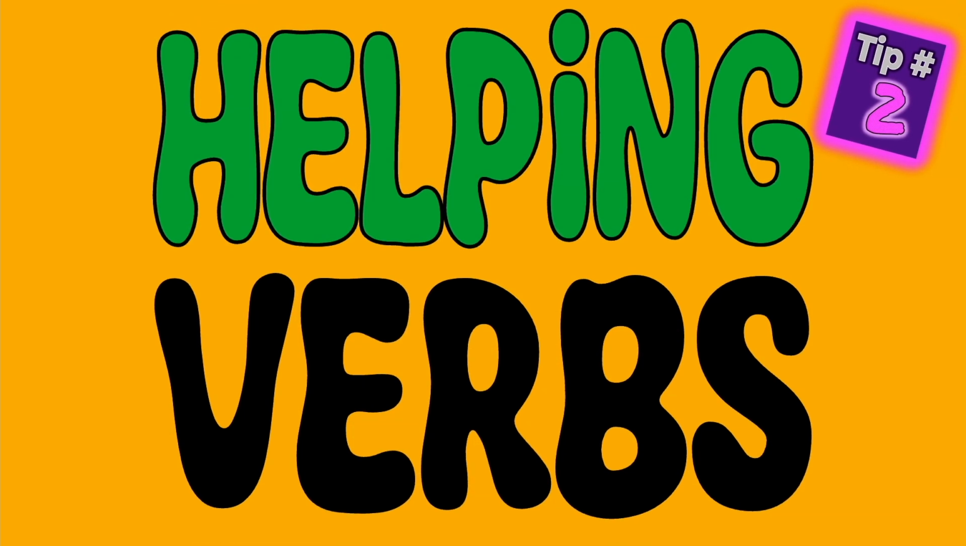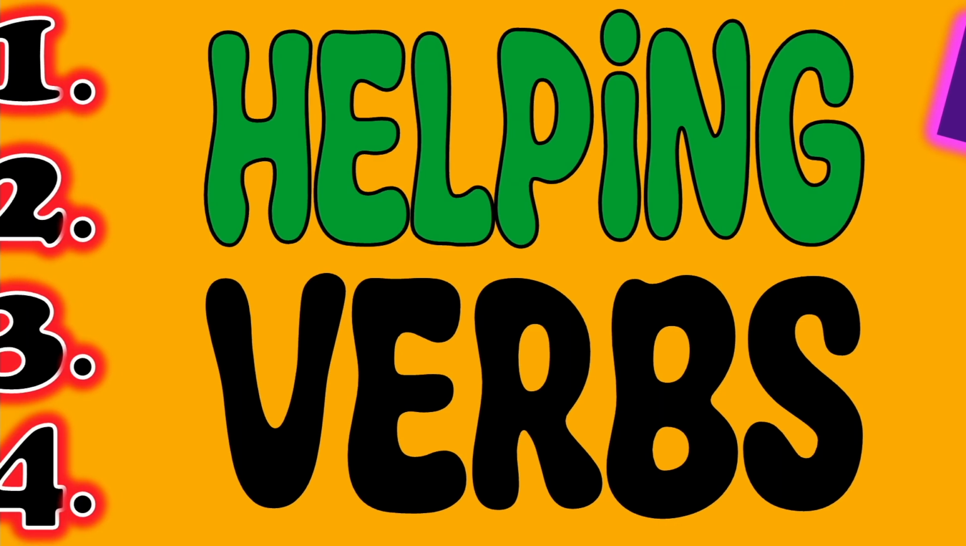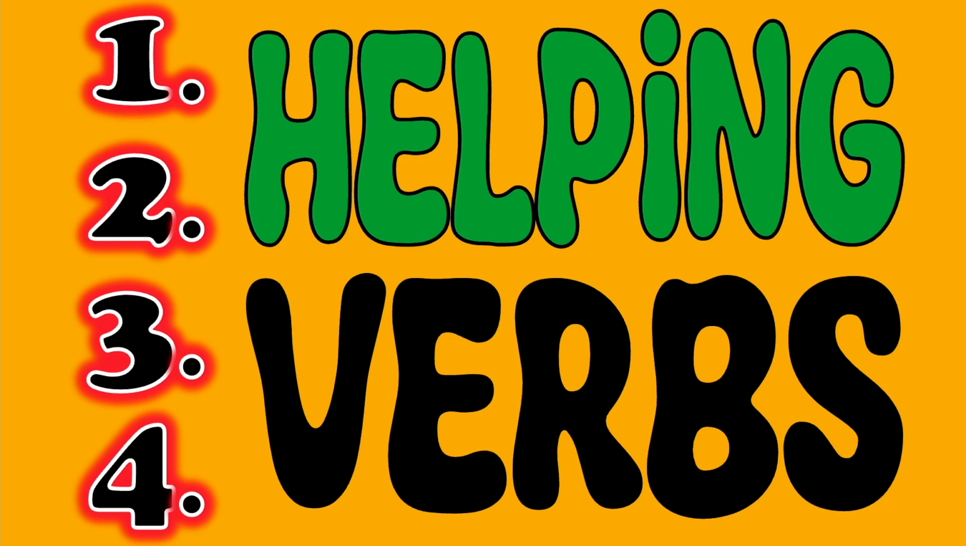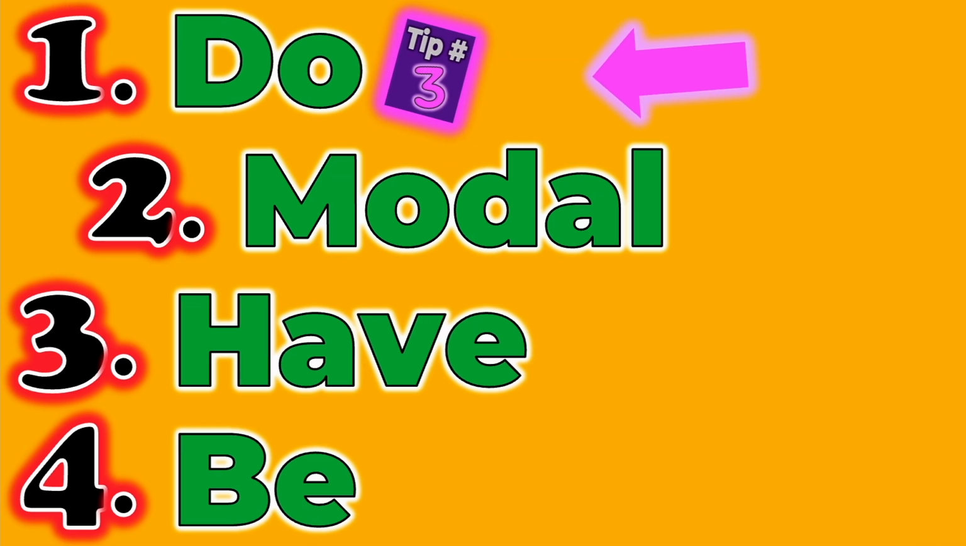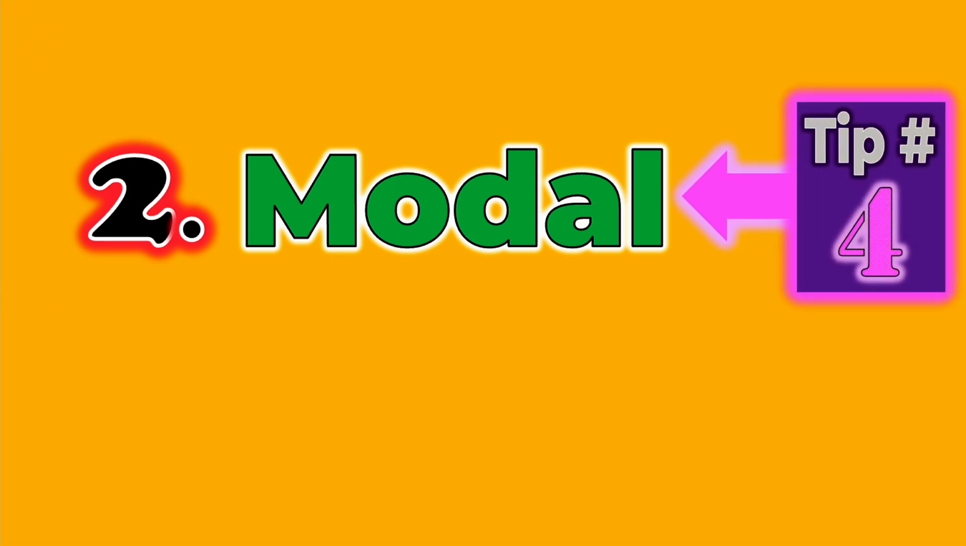Now, let's continue going backwards to tip number 2. In tip number 2, we learned about helping verbs, and we learned that there were 4 of them, right? The 4 helping verbs. And do was our first helping verb. Modal is our second, then have, and then be. So, in tip number 3, we learned that do works with verb 1. Today, we are at the modals. In tip number 4 today, we're going to check out what happens when we use a modal verb. What is its partner? What is its team? So, modal will be our big concern today in this tip.